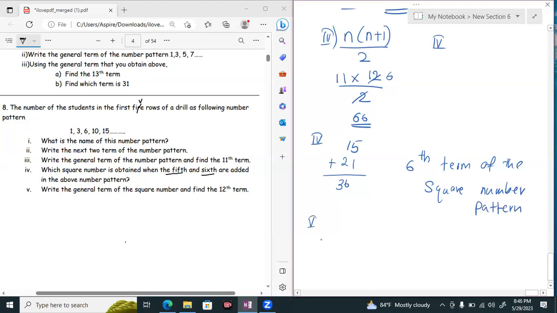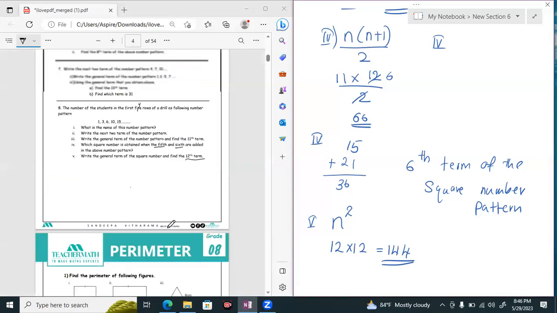Fifth one: write the general term of the square number pattern and find the 12th term. What is the answer for this? N times n. That means n is squared. You should have written it as n is squared. Okay. General term of the square number pattern is n squared. Then to find the 12th term, you have to multiply 12 by 12. Answer is 144. Okay.